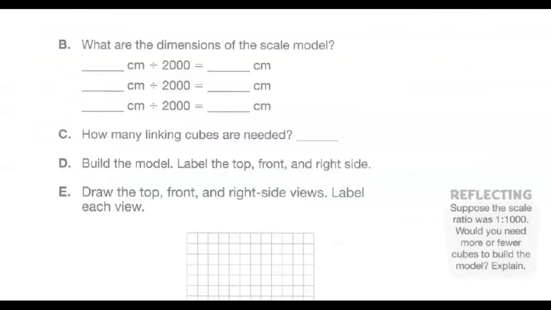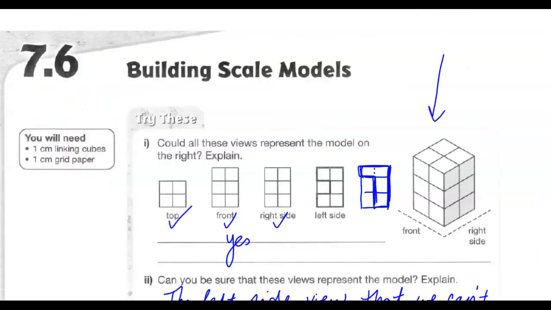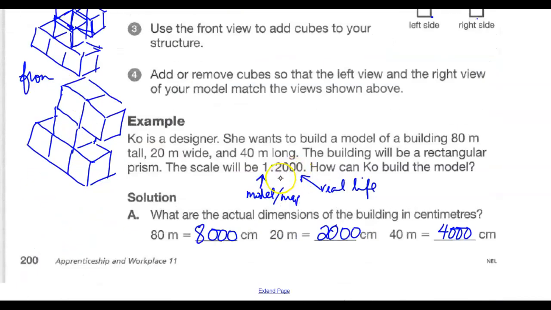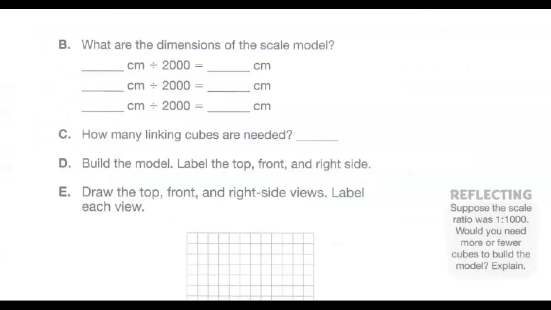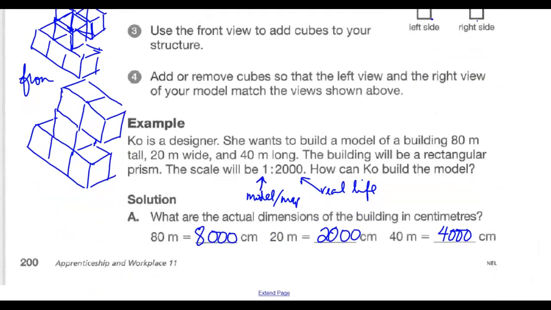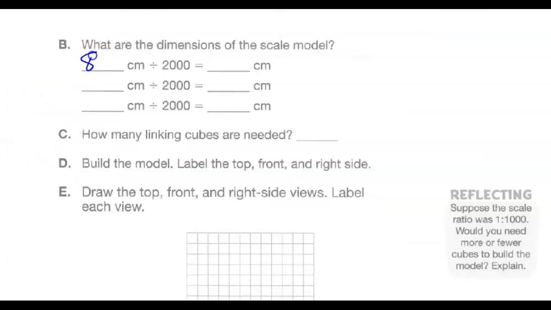Okay, then what are the dimensions of the scale? As I mentioned, because we're doing the opposite, we are going from the actual dimensions to the scale model dimensions. We're going to divide by 2,000, divide by that scale factor. So 8,000, 2,000, 4,000. Divide by 2,000. These are pretty easy to do. You can use your calculator if you need to, but that would be 4 centimeters, that would be 1, and that would be 2 centimeters.